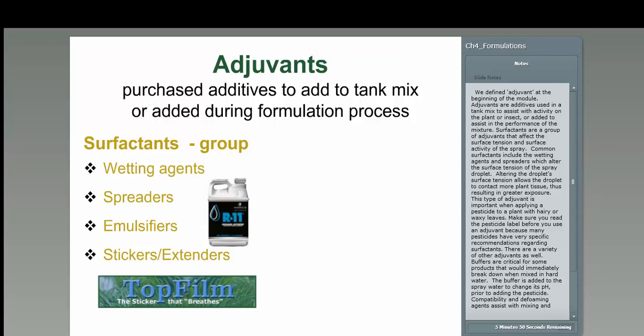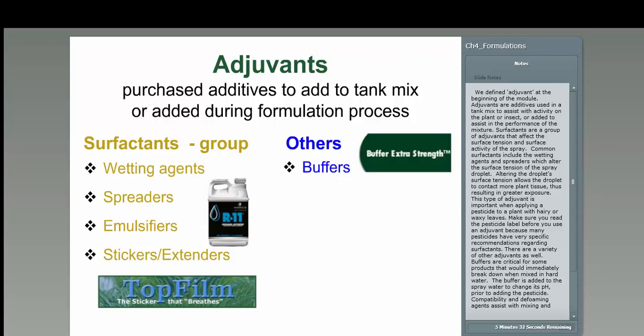This type of adjuvant is important when applying a pesticide to a plant with hairy or waxy leaves. Make sure you read the pesticide label before you use an adjuvant because many pesticides have very specific recommendations regarding surfactants. There are a variety of other adjuvants as well. Buffers are critical for some products that would immediately break down when mixed in hard water. The buffer is added to the spray water to change its pH prior to adding the pesticide. Compatibility and defoaming agents assist with mixing, and safeners reduce injury to some plants.